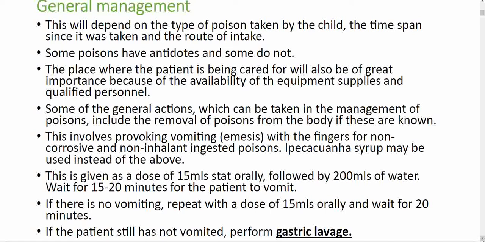Yeah, so that is that. For non-corrosive and non-inhalant injection poison, you can use that. Ipecacuanha syrup may be used instead of the above. Ipecacuanha syrup is one emetic substance that will make you vomit immediately. It's called the ipecacuanha syrup.